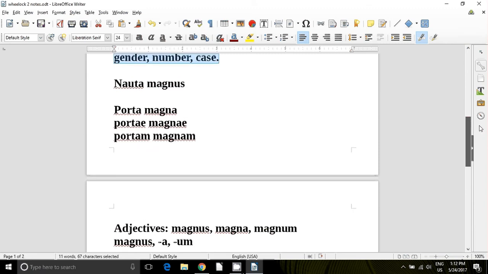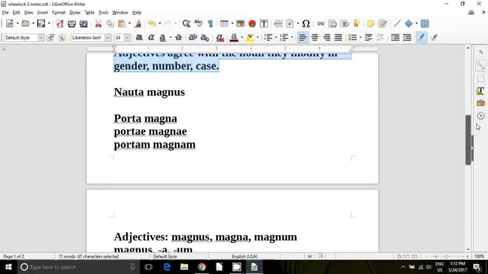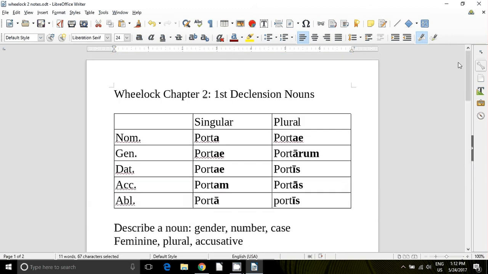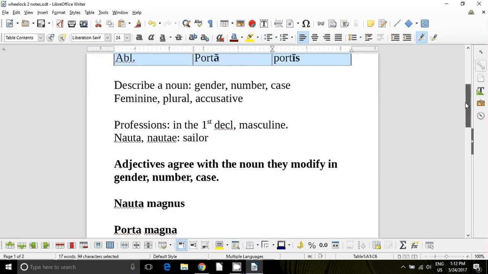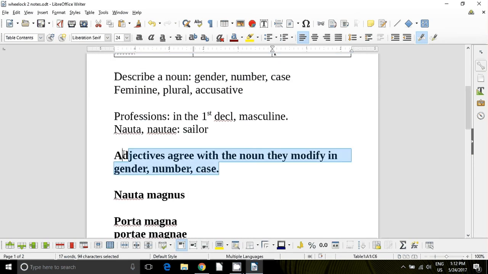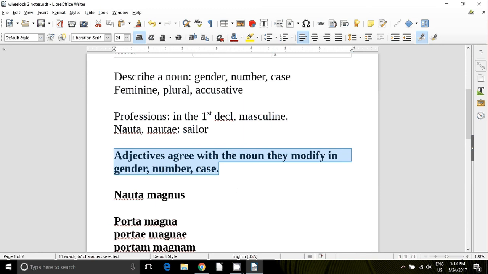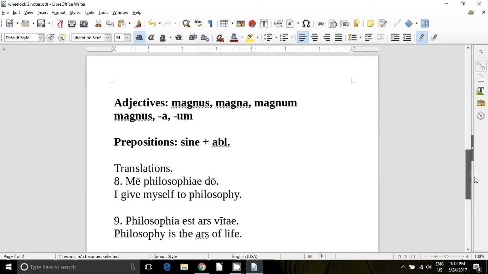Now let's take a look at your vocabulary list, because you need to make a card for this chart for your noun endings for the first declension. You should make a card with just a grammatical rule on it, that adjectives agree with the noun they modify in gender, number, and case. And you need to make those flashcards, as I showed in a different video, for your vocabulary.